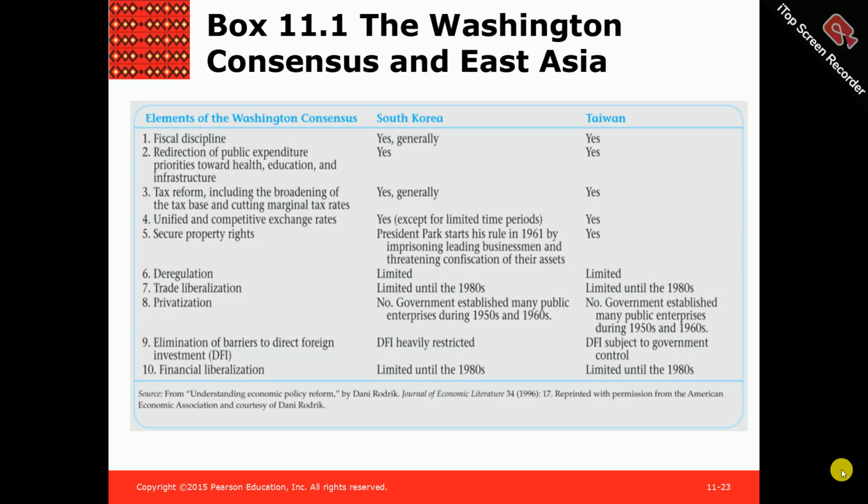In this box, we show the Washington Consensus and some countries of East Asia. The elements of the Washington Consensus constituted the following: fiscal discipline, redirection of public expenditure, tax reform, unified and competitive exchange rates, secure property rights, deregulation, trade liberalization, privatization, elimination of barriers to direct foreign investment, and financial liberalization. And this is the account of various countries, including South Korea and Taiwan. Regarding fiscal discipline, for South Korea in general, yes. For Taiwan, yes. Redirection of public expenditure for both the countries, yes, and so on. You can see all this detail.